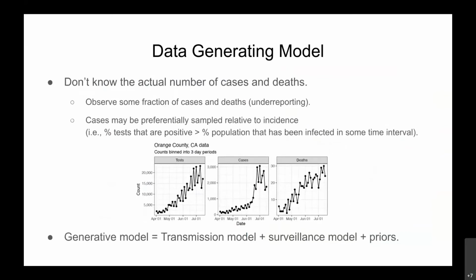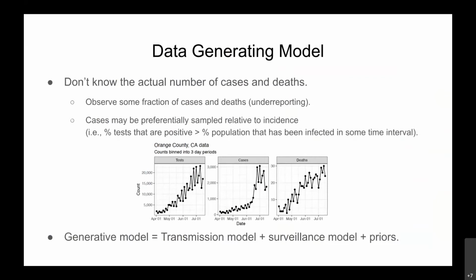And one thing that's always important to keep in mind here is that we don't know the actual number of cases and deaths. We observe some fraction of incident cases and some fraction of deaths, but both of those are susceptible to underreporting. Furthermore, cases are preferentially sampled relative to incidence at the population level. What this means is that the percentage of tests that are positive is greater than the percentage of the population that has been infected in some time interval. And these are both important dynamics that we need to keep in mind as we model this data.